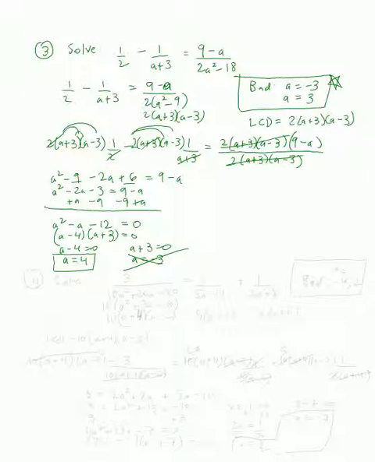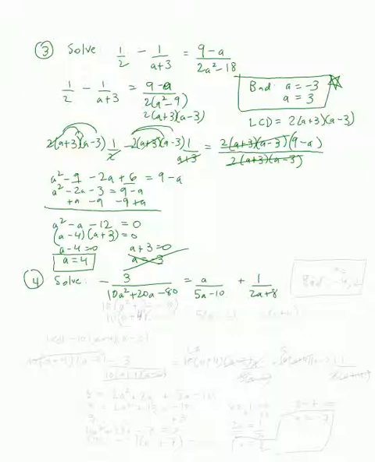Alright, we're going to do one more. This is going to be the toughest one. We're going to solve the following. Negative 3 over 10a squared plus 20a minus 80 equals a over 5a minus 10 plus 1 over 2a plus 8.